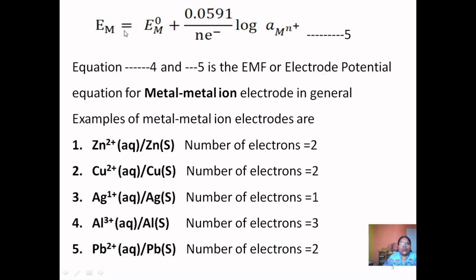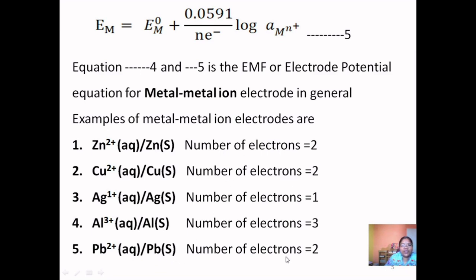Okay. So these are the examples which we can consider as metal ion electrode. First, the zinc electrode, that is Zn ions in contact with zinc solid. Copper electrode, copper ions in contact with copper. Silver electrode, silver ions in contact with silver solid. Aluminium ions in contact with solid aluminium, lead ions in contact with solid lead.